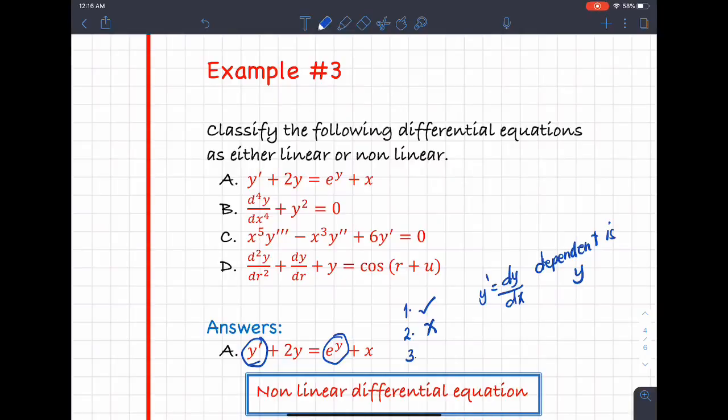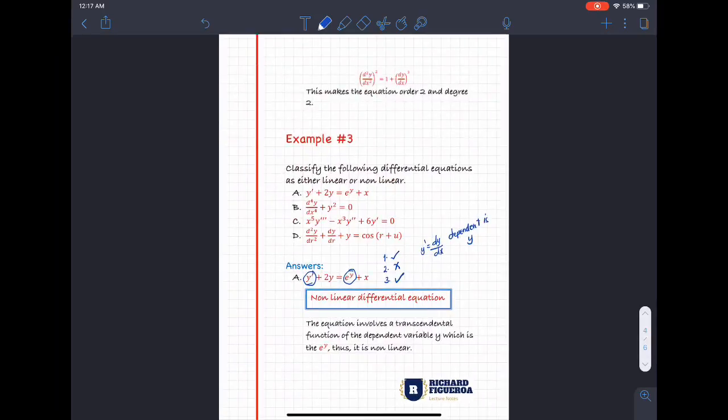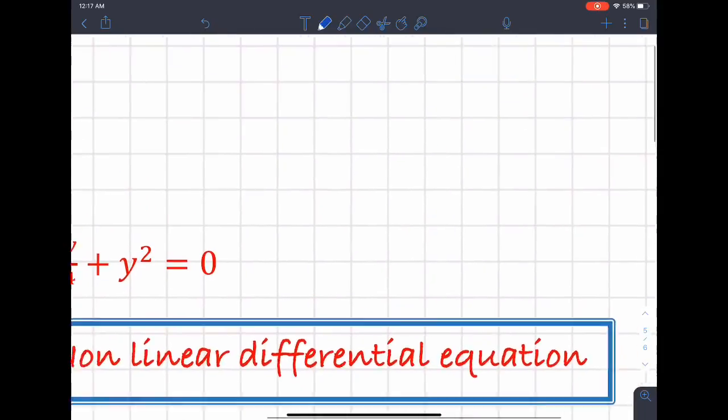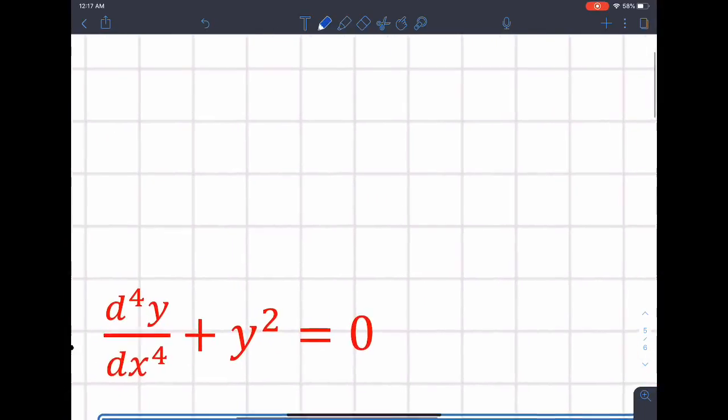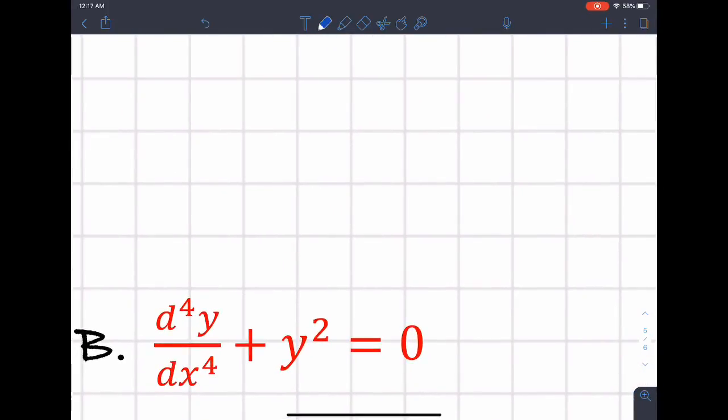Although on the third criterion, there should be no product of y and its derivative. Since the first derivative is not multiplied by any other dependent variable, it satisfies that given criterion. So next, let's have the second one. For our second example, we have the fourth derivative.